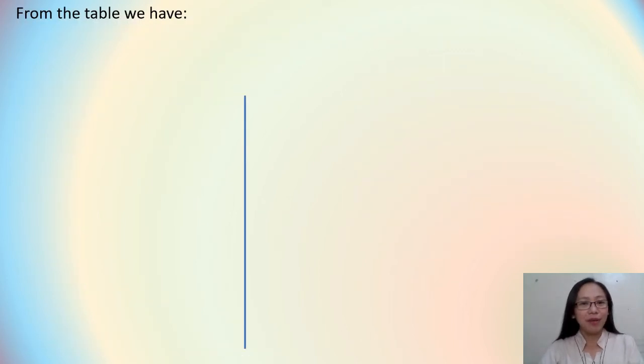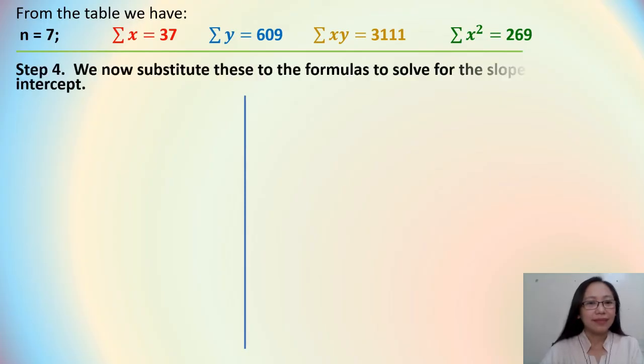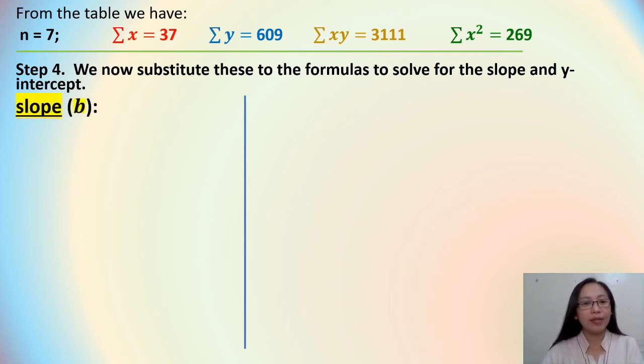So from the table, we have n is equal to 7. Summation of x equals 37. Summation of y, that is 609. Summation of xy, 3,111. And summation of x squared, that's 269. For our step 4, we will substitute these to the formulas to solve for the slope and y-intercept.